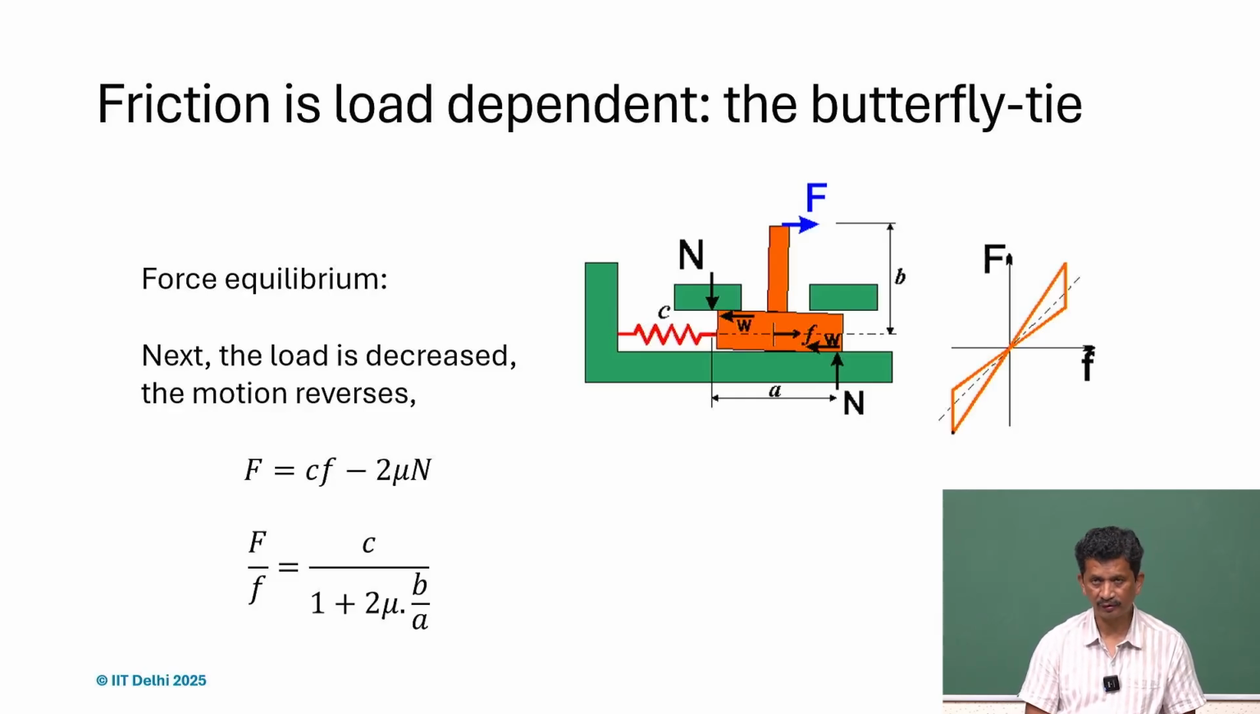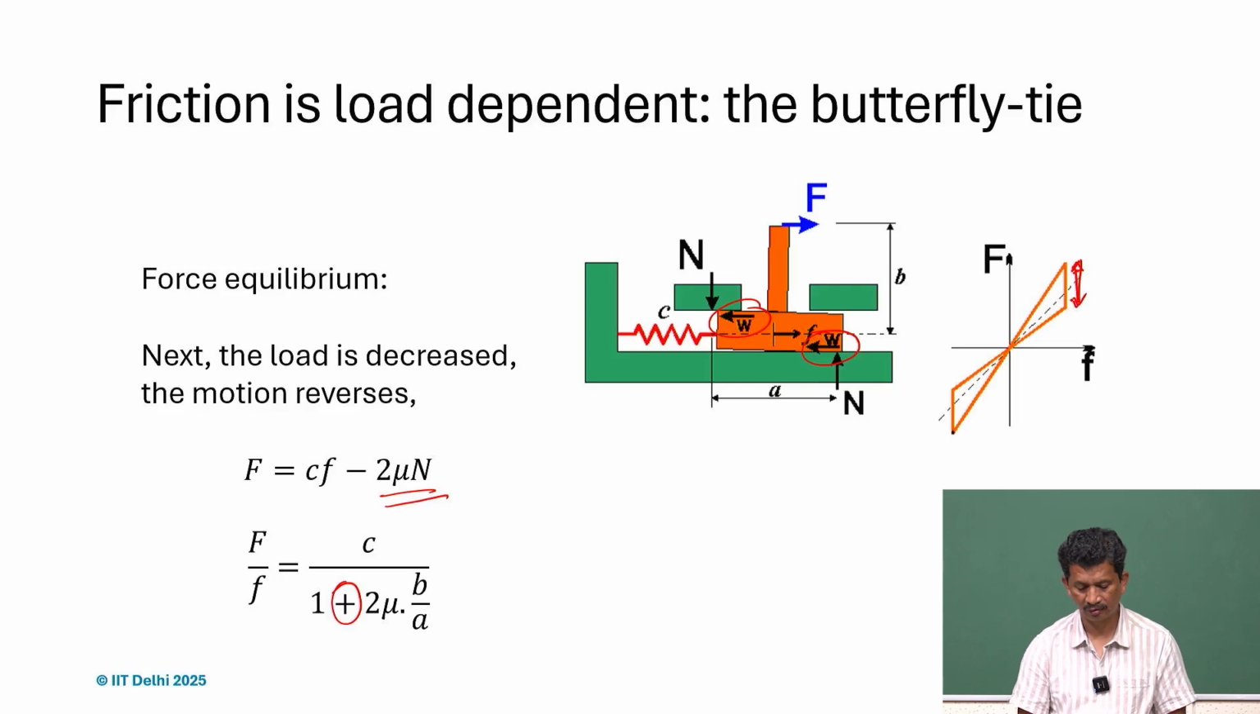As it reverses the direction, what will happen? This direction will change, and that's why we have a minus sign here, and once we have that, we will get a plus sign here. So the drop will again be 2W, but now it reverses with a different slope, which is 1 plus C divided by 1 plus 2 mu B by A. So that's why it's called a butterfly curve.